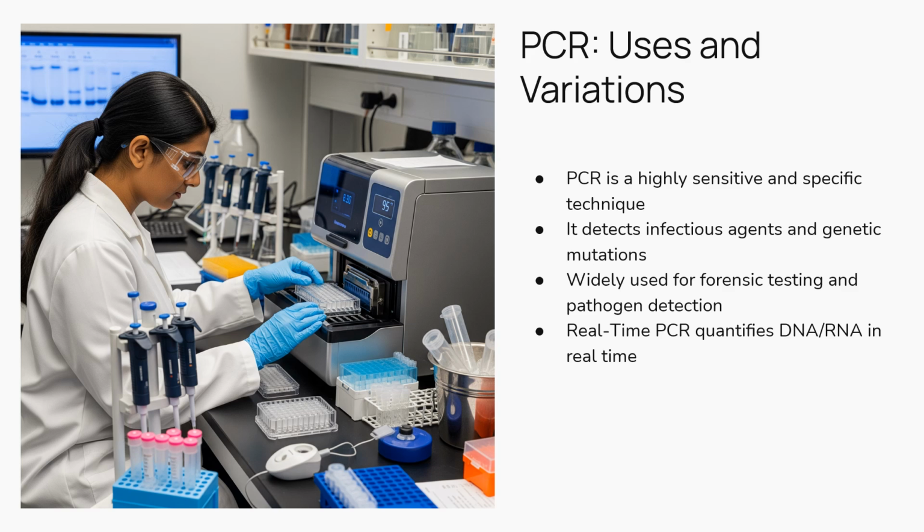PCR can be used for pathogen detection, so it can identify bacteria, viruses, and fungi by detecting their genetic material. Genetic mutation analysis, so this detects inherited mutations, oncogenes, or chromosomal translocations. It can be used for gene expression studies, so it can measure mRNA levels after converting to cDNA to evaluate gene activity. It will also be used for forensic science and paternity testing, so it can amplify DNA from minute samples for identity testing, even with degraded or limited material. Real-time PCR, so this quantifies DNA or RNA in real time, which is useful for viral load monitoring, gene expression, and diagnostic thresholds.